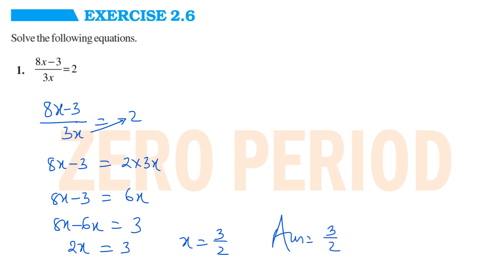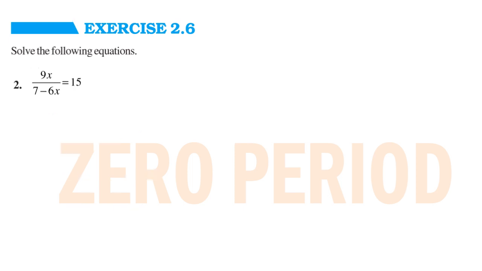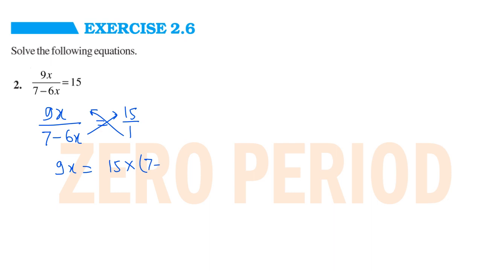Let us move to the next question. Very much similar to the previous question. Question number 2, 9x upon 7 minus 6x is equal to 15. You just use that concept of cross multiplication. I am going to write the question like this. 9x upon 7 minus 6x is equal to 15 upon 1, and then do the cross multiplication. 9x remains 9x, and this will be 15 into 7 minus 6x.